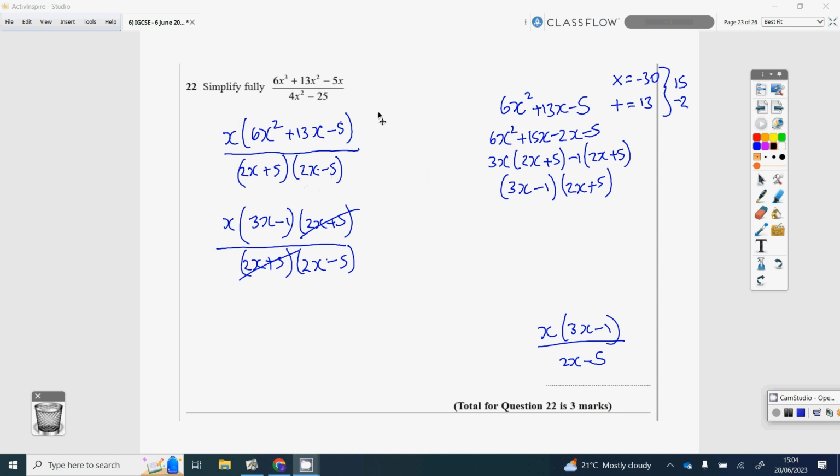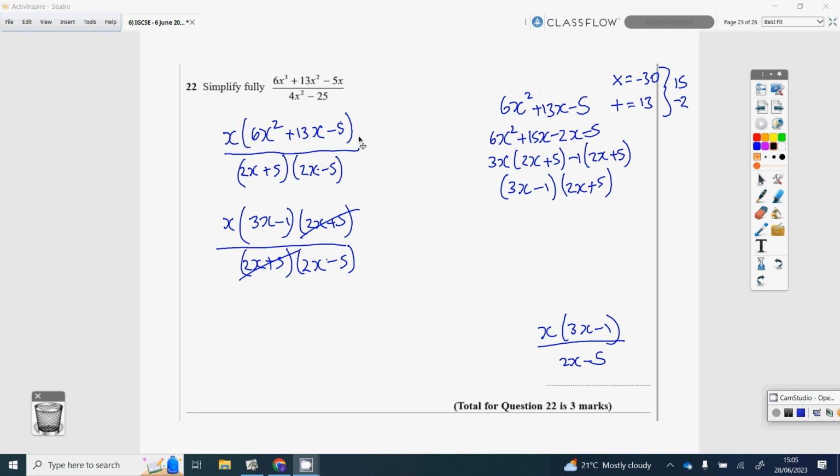Oh, I forgot to say right at the beginning, sorry, I should have said. To start off with, I just took out the x. I factorised taking out the x, giving me the 6x squared plus 13x minus 5. And that's what I did the side working on. So I noticed there was an x in each term, so I factorised taking out the x. And then what I was explaining earlier on, that was factorising the quadratic.